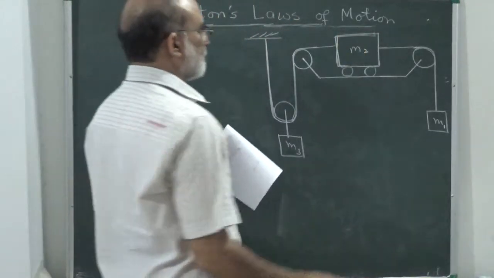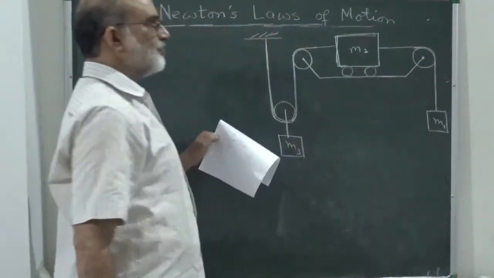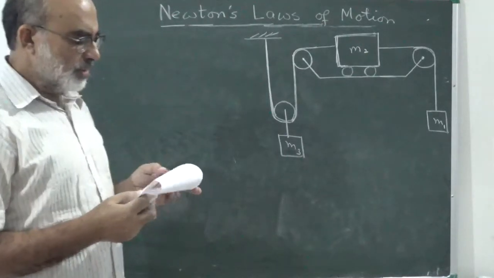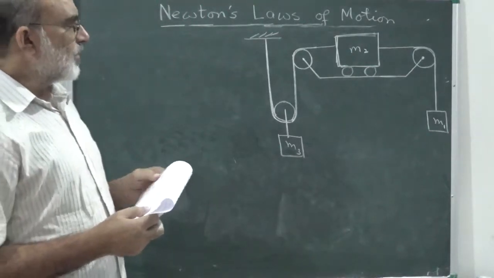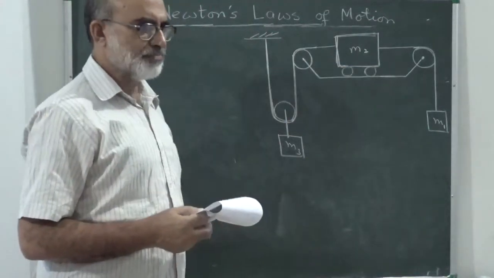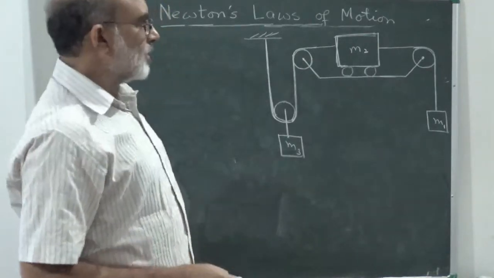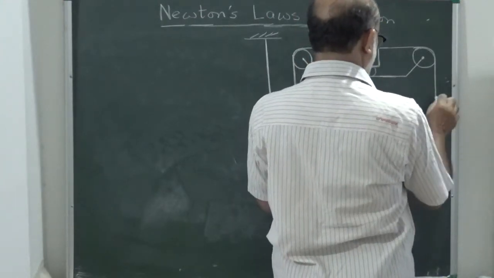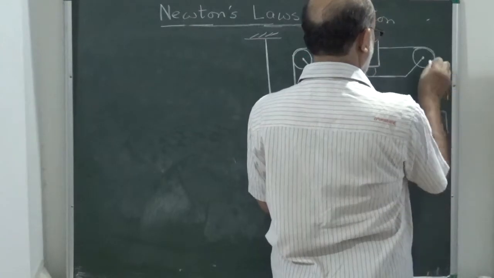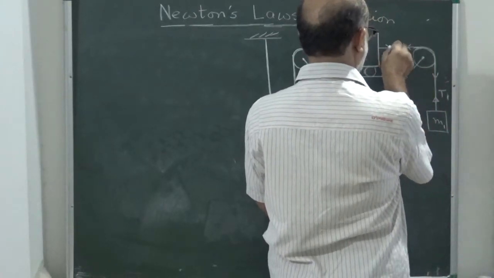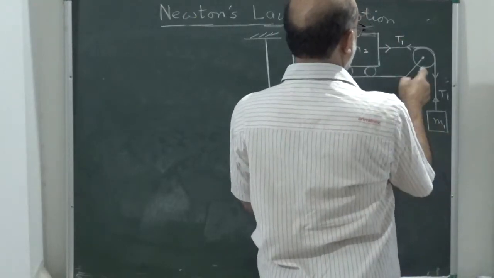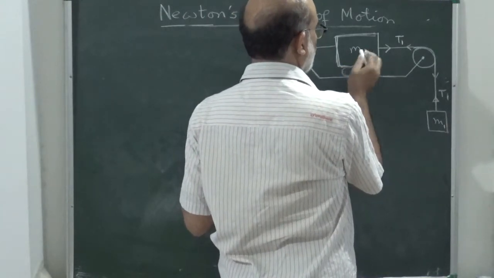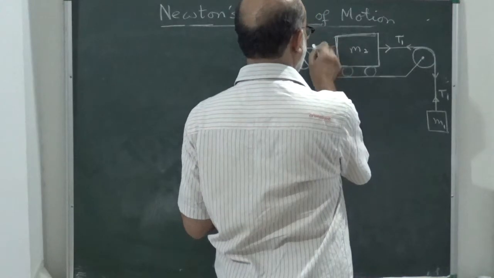So this is our system. We have three masses, M1, M2, M3, connected by one string here and one string there. So the tension in this case will be different from that case, because there is a mass attached here. Suppose the tension here is T1 and T1. This T1 will be different here, so suppose this tension here is T2.